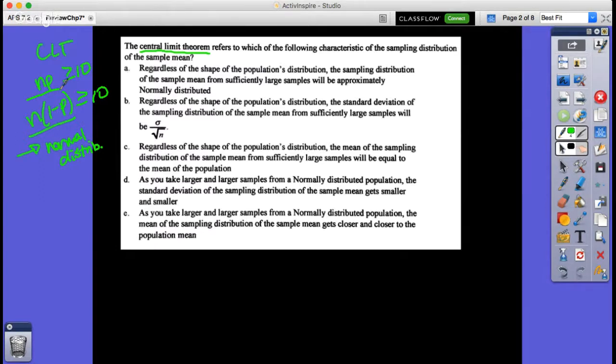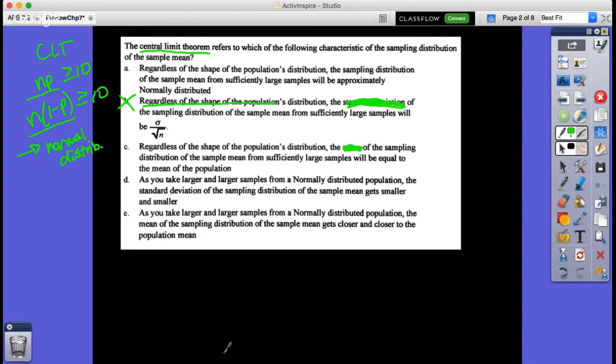B says regardless of the shape of the population's distribution, okay, the standard deviation of the sampling distribution of the sample mean from sufficiently large samples will be this. Well, the formula right here has nothing to do with standard deviation. So we're going to cross off B. Though this first part is true, regardless of the shape of the population's distribution, this whole standard deviation is not what we should be talking about with the central limit theorem. C says regardless of the shape of the population's distribution, again, starting off right, the mean of the sampling, well, the mean has nothing to do with it, right?